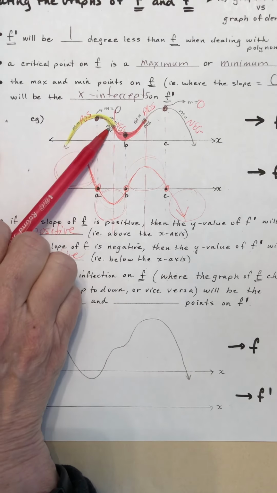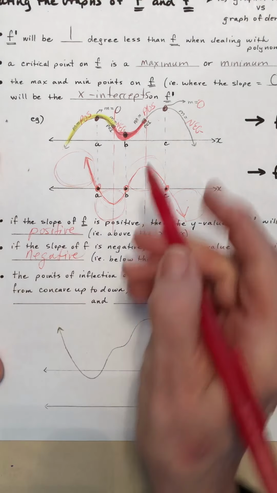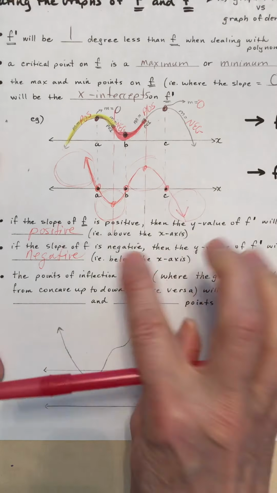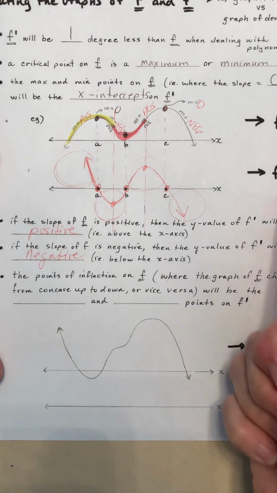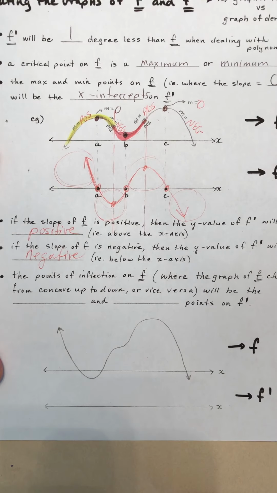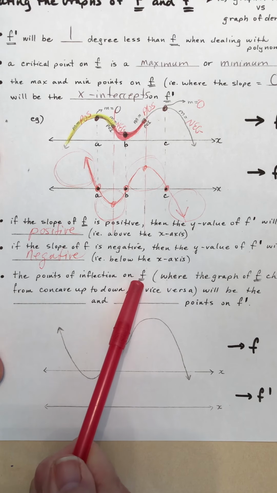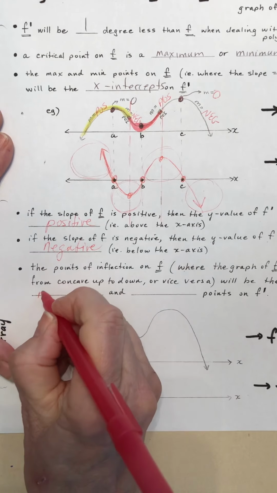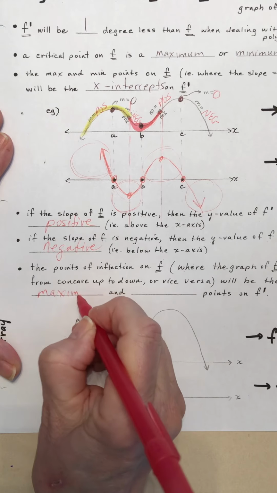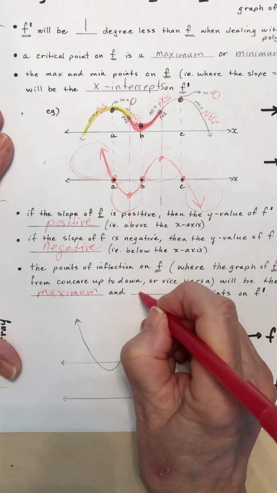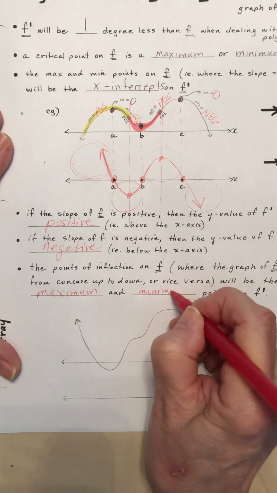And where this had points of inflection, we can all of a sudden look here and see they became the maxes and mins on the derivative graph. That's where you changed from increasing to decreasing. So points of inflection on the original graph become the maximum and minimum points on the derivative graph.